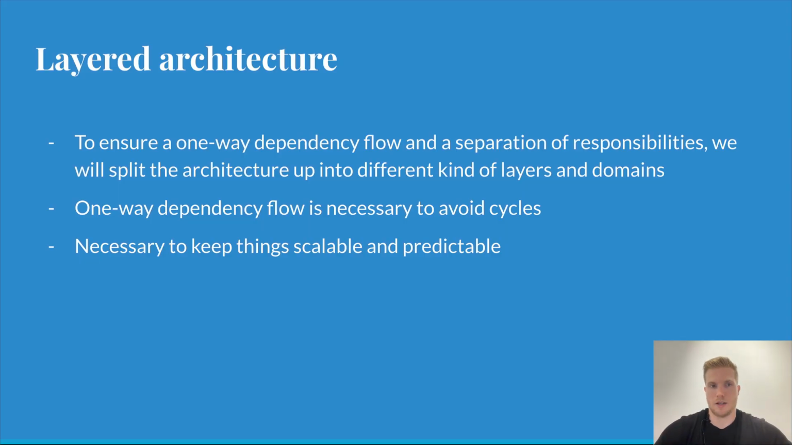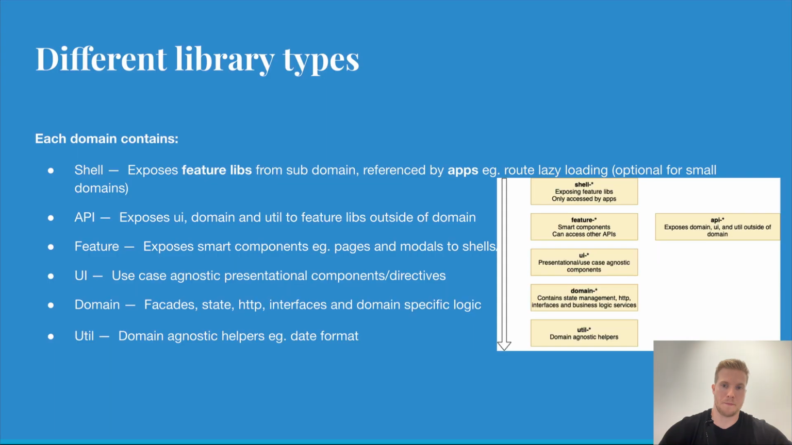So the layered architecture is defining different layers within those domains or subdomains of our architecture. And that is to ensure a one-way dependency flow and a separation of responsibilities. So we can split the architecture up into different kinds of layers and domains. One-way dependency flow is necessary to avoid cycles in our architecture, and it's necessary to keep things scalable and predictable.